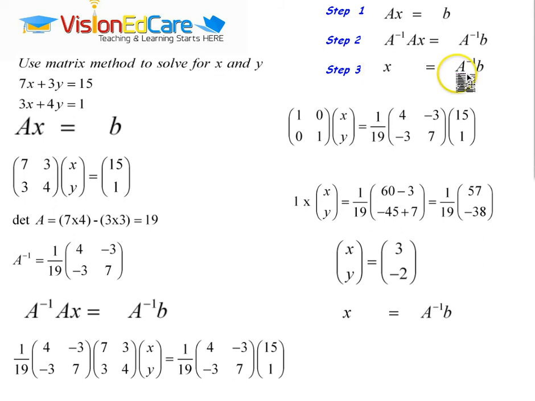Then on the right hand side, you multiply the inverse times B, which is 15, 1 here, and you get the answer. So thank you for listening, and I hope you do understand how to solve simultaneous equations using the matrix method.